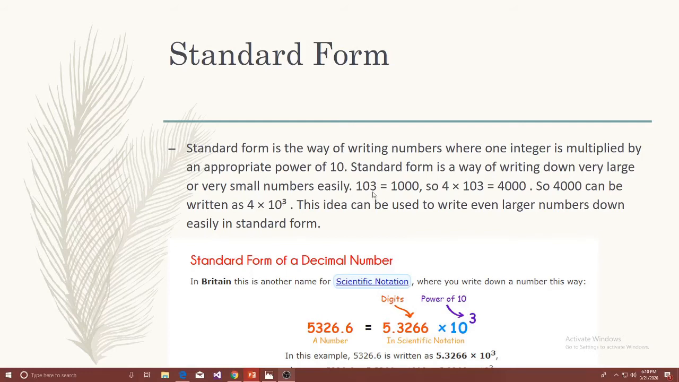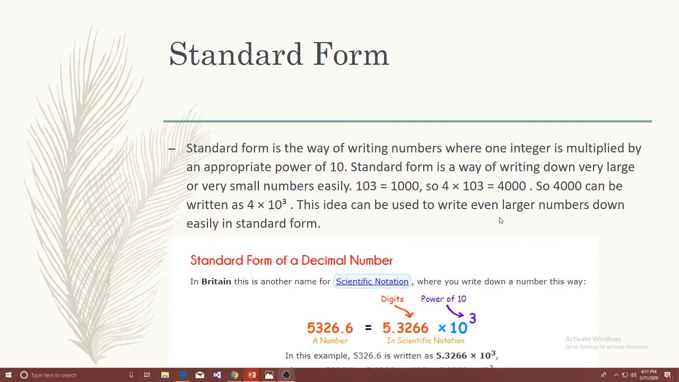For example, 4 multiplied by 10 to the power 3 equals that, because 4000 can be written as 4 multiplied by 10 to the power 3, because it has 3 zeros and they can be summed up as 10 to the power 3. If you solve this, the same value will come, 4000. This idea can be used to write even larger numbers down easily in standard form. Larger numbers and smaller numbers, they are easily summed up by this. This covers the same point that I have shown over here.